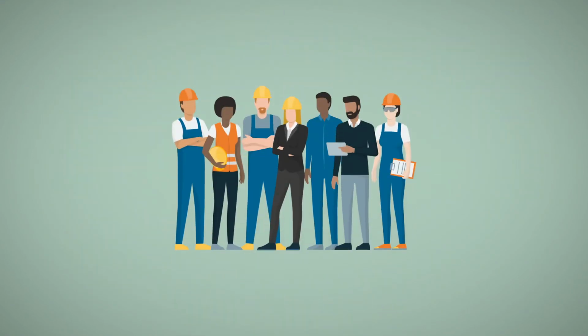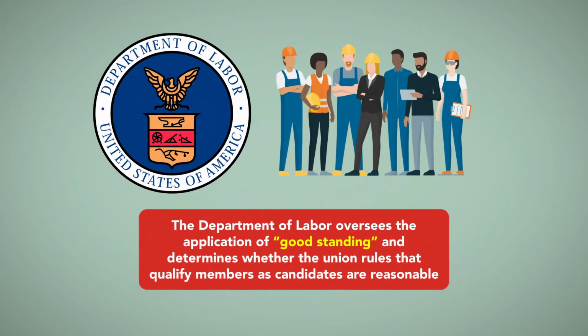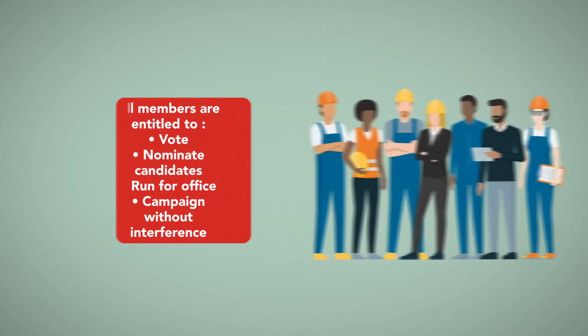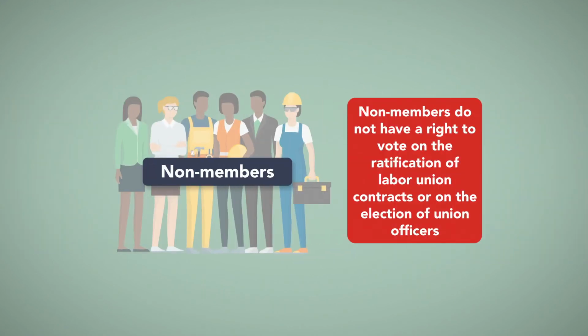Members in good standing are eligible to run for officer positions. The Department of Labor oversees the application of good standing and determines whether the union rules that qualify members as candidates are reasonable. When an election occurs, all members are entitled to vote, nominate candidates, run for office, and campaign without interference. Non-members do not have the right to vote on the ratification of labor union contracts or on the election of union officers.